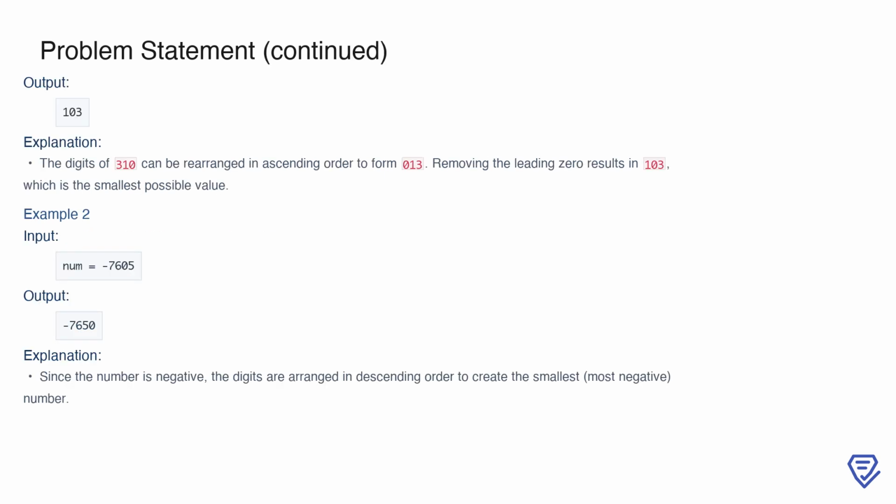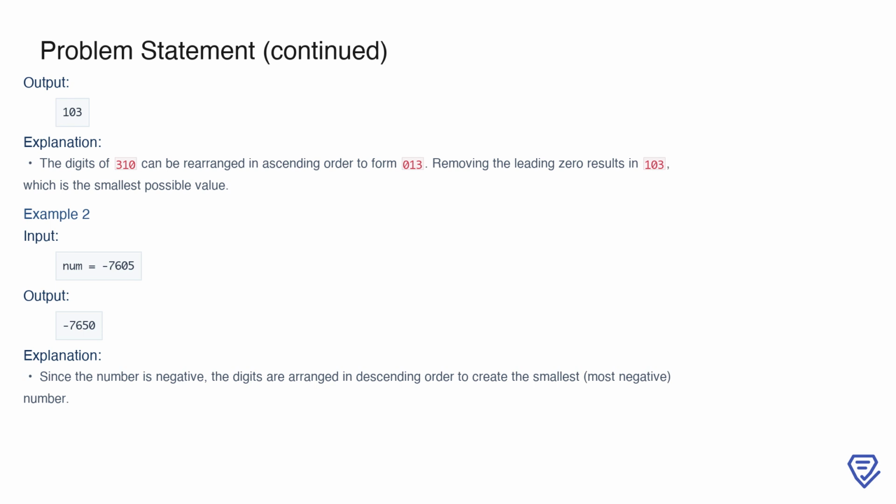For the first example, the input is number equals 310. To find the smallest possible value, we rearrange the digits in ascending order, which gives us 013. However, leading zeros are not allowed, so we remove the 0 to obtain the output 103. This is the smallest integer that can be formed using the digits of 310.